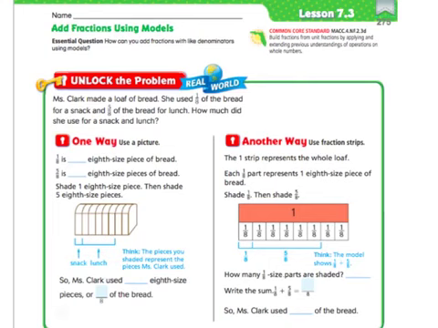So same thing, same sort of concept that we did in lesson 7.1 and 7.2, where we add fractions. Just this time we're going to use models to do it.